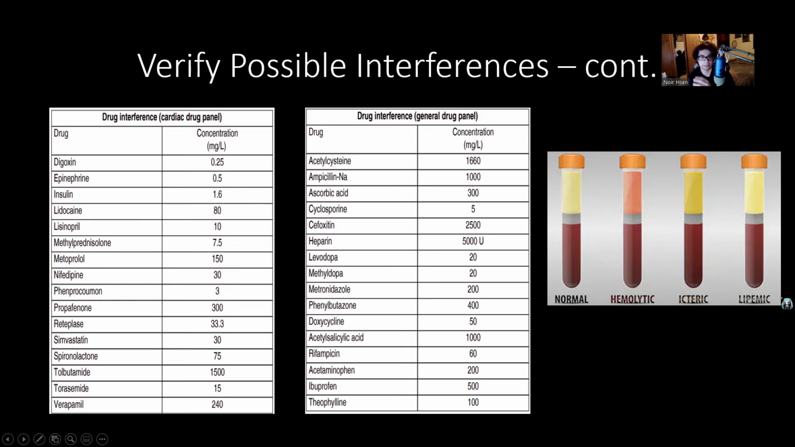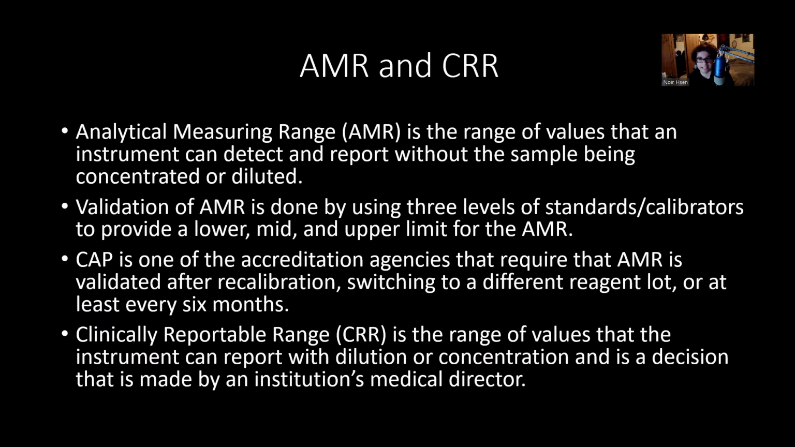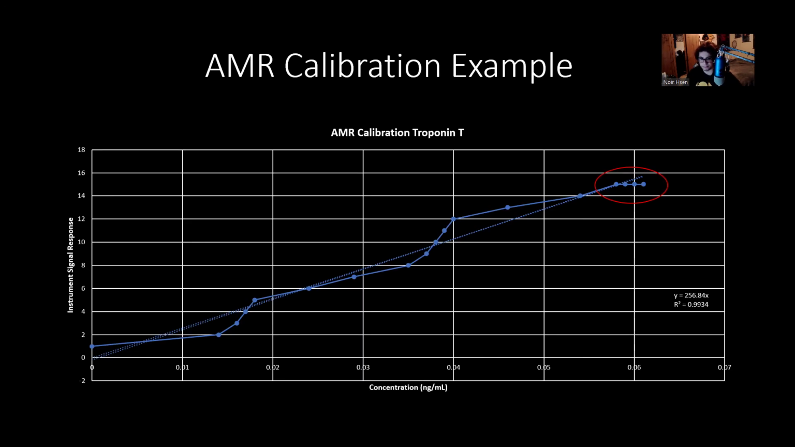Hemolytic, you guys know what hemolytic looks like. It's that red, pink tinge on the serum. Icteric is the color, maybe brownish, and the lipemic is cloudy. Next thing you want to do is the AMR and CRR. The AMR is the range of values that can be detected and reported without it being concentrated or diluted. Some instruments can dilute or concentrate samples. And then the CRR is a call made by your institution's medical director, and the AMR needs to be validated after recalibration or when you change a reagent lot.